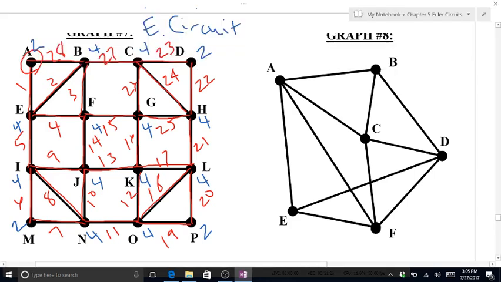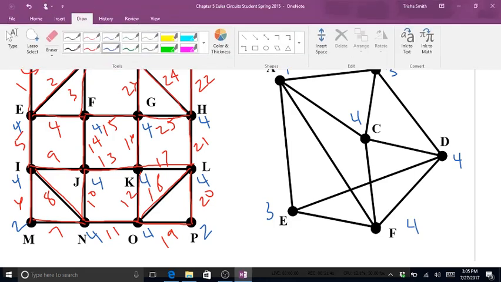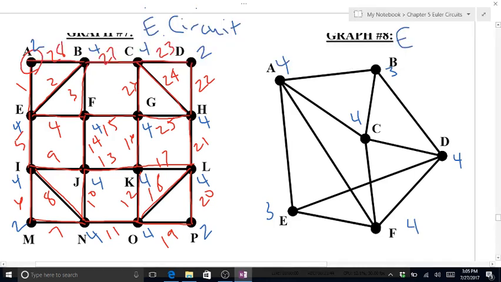Okay, graph 8. A has a degree of 4. B has a degree of 3. Oh, we've got an odd, so this probably is a path. C is 4. D is 4. E is 3. There's my second odd. And F is 4. So we've got 2 odd. This is definitely a path. See if we can find it.